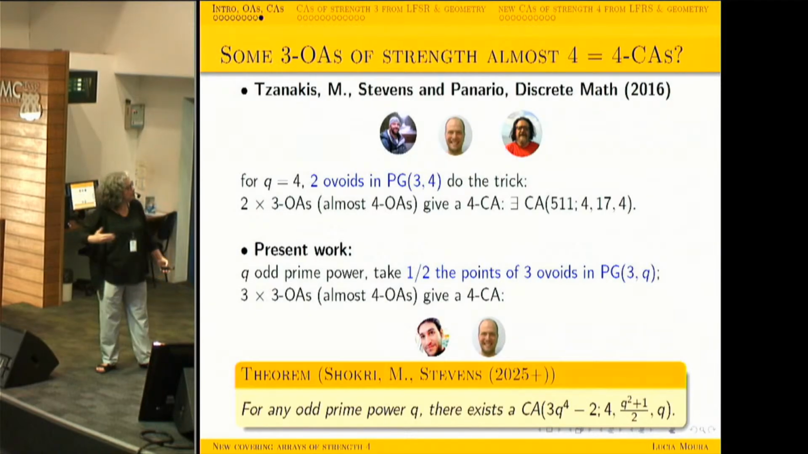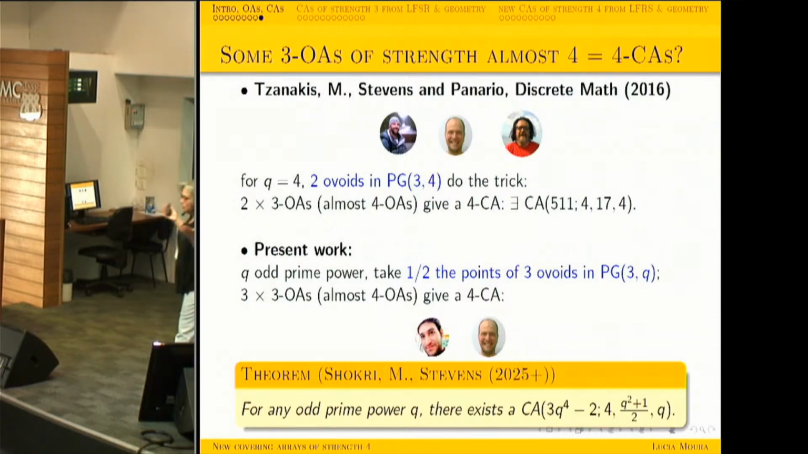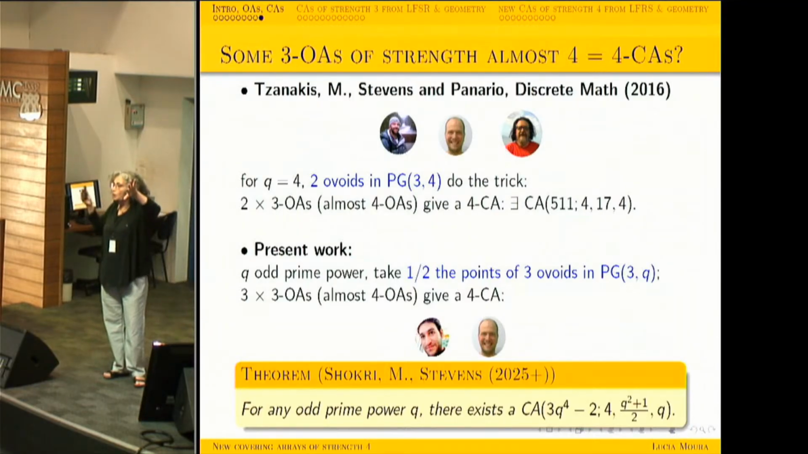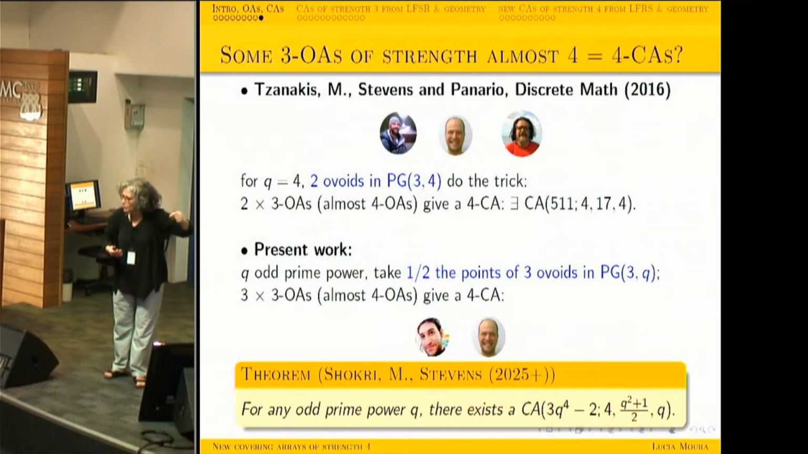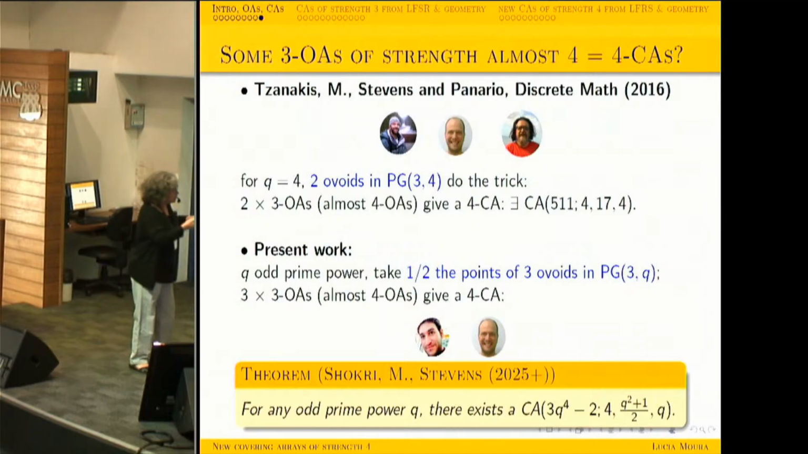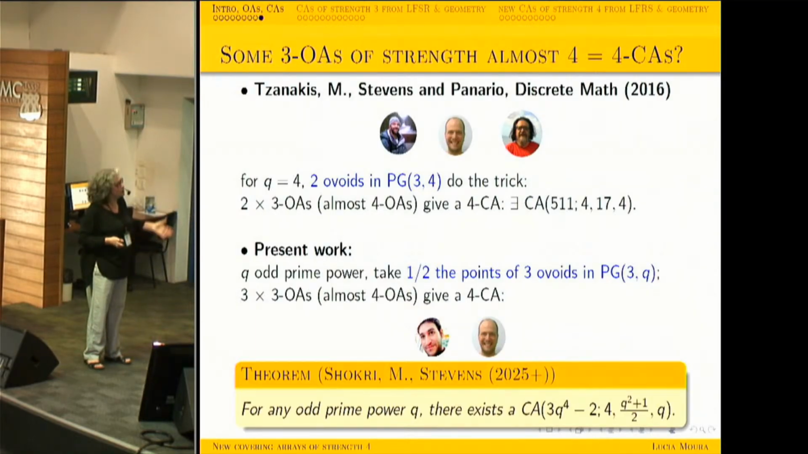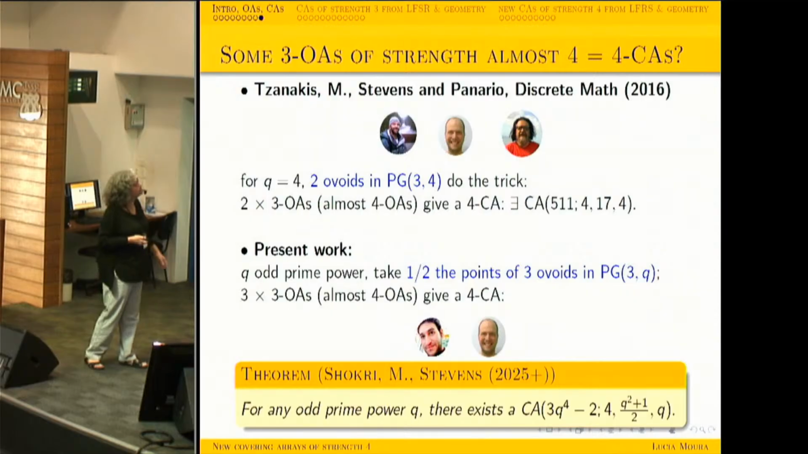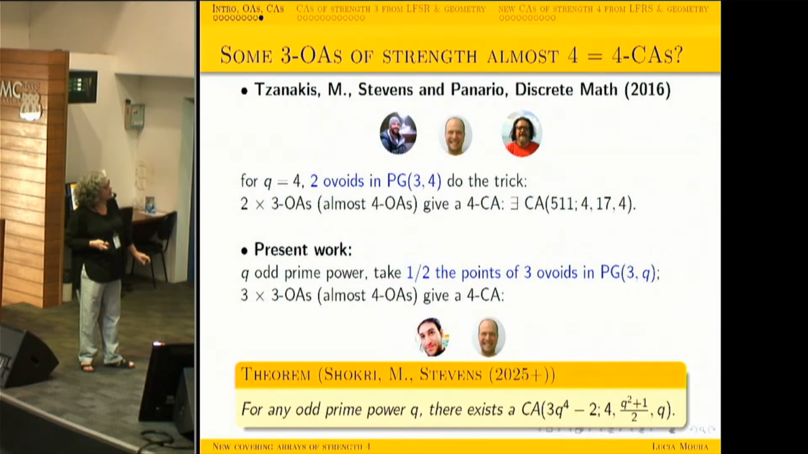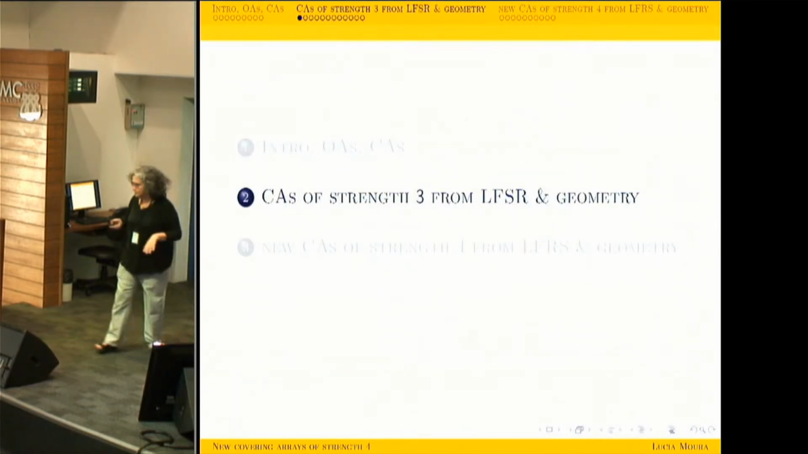I have 3 parts, and together, each of them is an orthogonal array of strength 3, almost 4, and the 3 together form this covering array of strength 4. So that's the result I'm talking about today. It only works for q a prime power, q an odd prime power, not the even ones. And it's not the full ovoid, it's half of the ovoid. And this is what I'm going to talk about in more detail now.